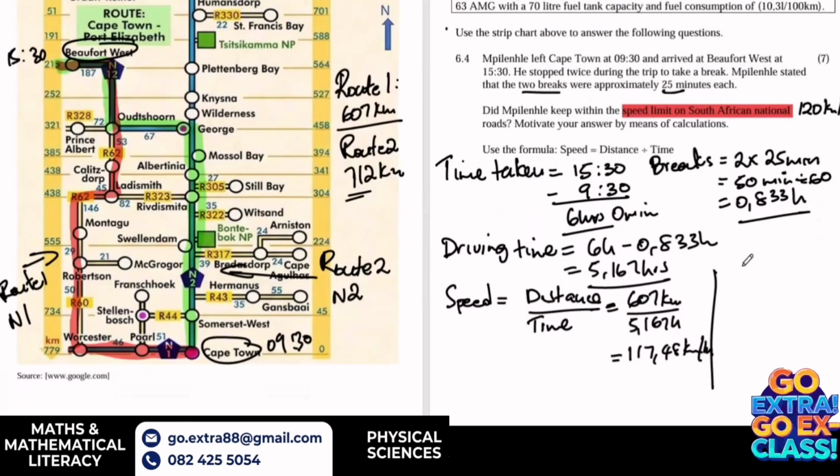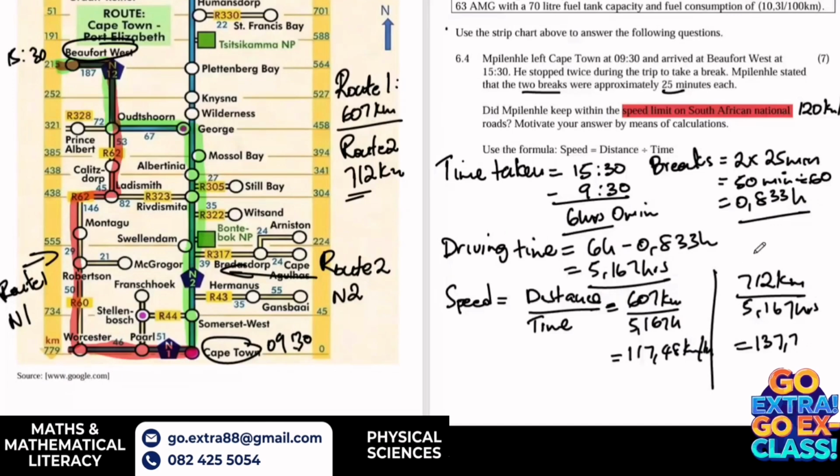So now if we've used route number 2, which has a distance of 712 kilometers, divide by the time. We're looking for speed for route number 2, then we'll divide by the time, which is 5.167 hours. So now, what was the total average speed? Therefore, here you're going to get about 137.7.